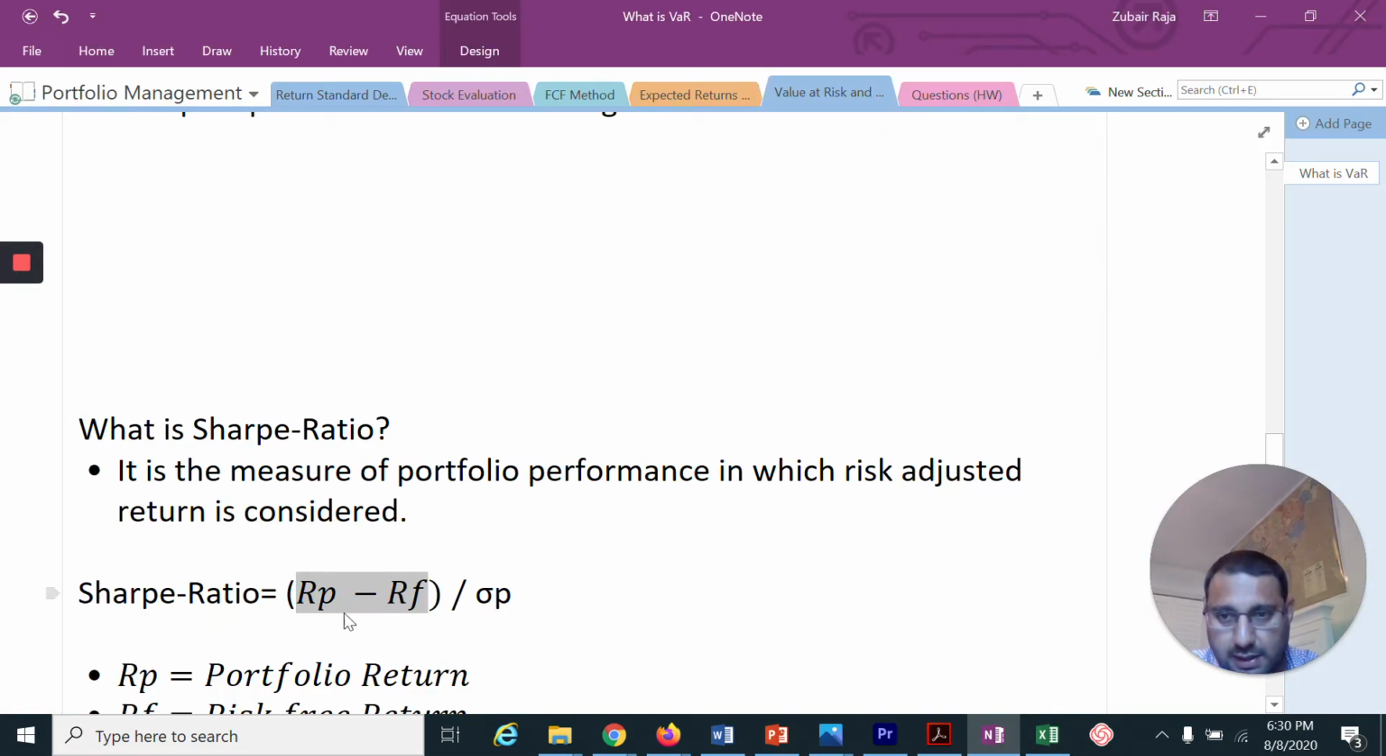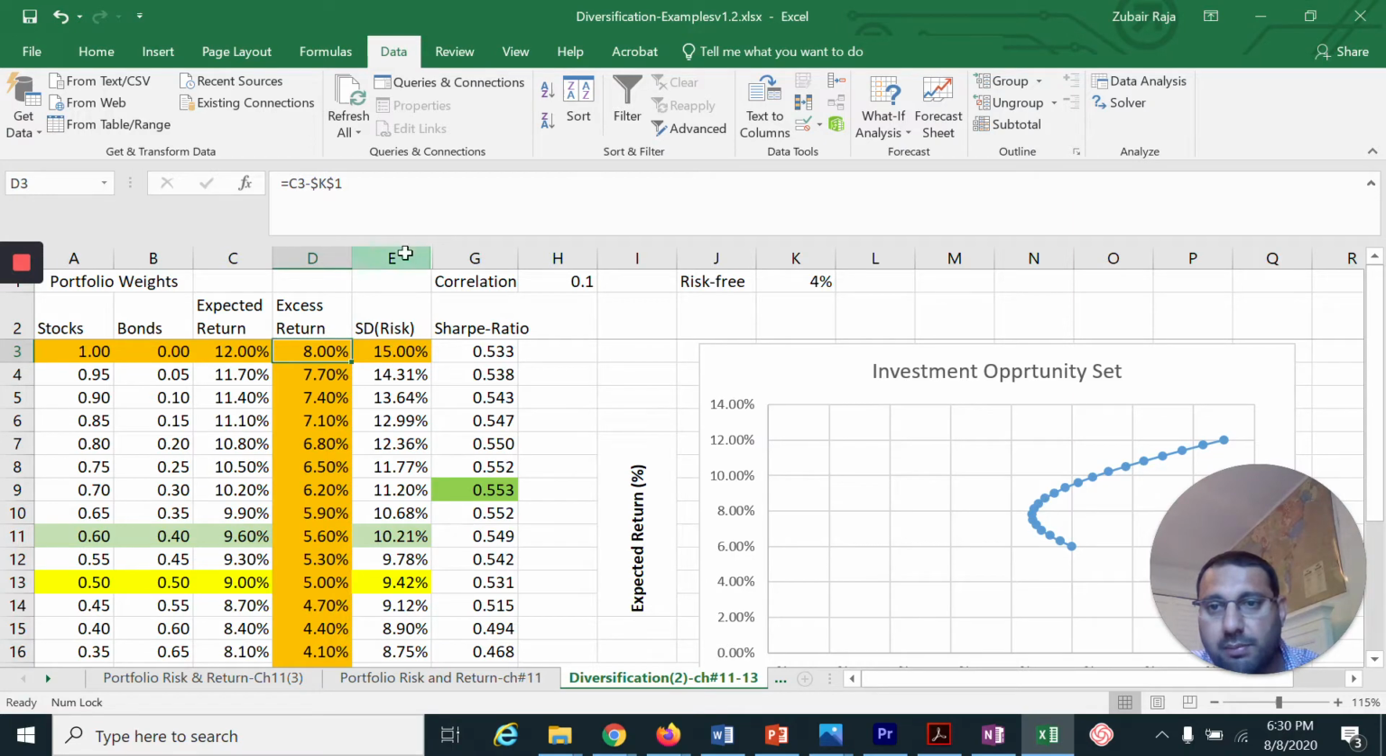I'm only calculating the numerator in column D. So 11.7% minus 4%, 7.7%, then 11.4% minus 4%, it is giving us 7.4%. So this orange column, in fact column D, is giving us the excess return, and once we divide it by the risk, which is the standard deviation of the portfolio, with these given rates, we'll be able to find the Sharpe ratio.